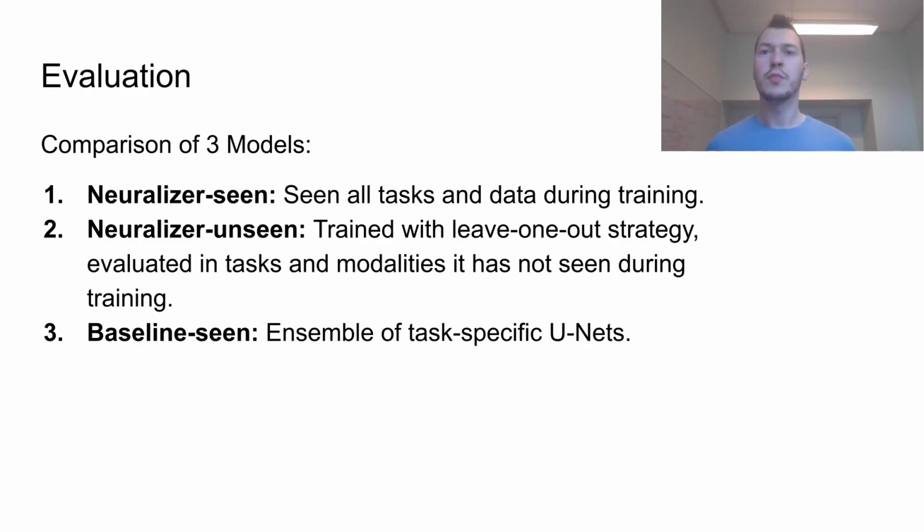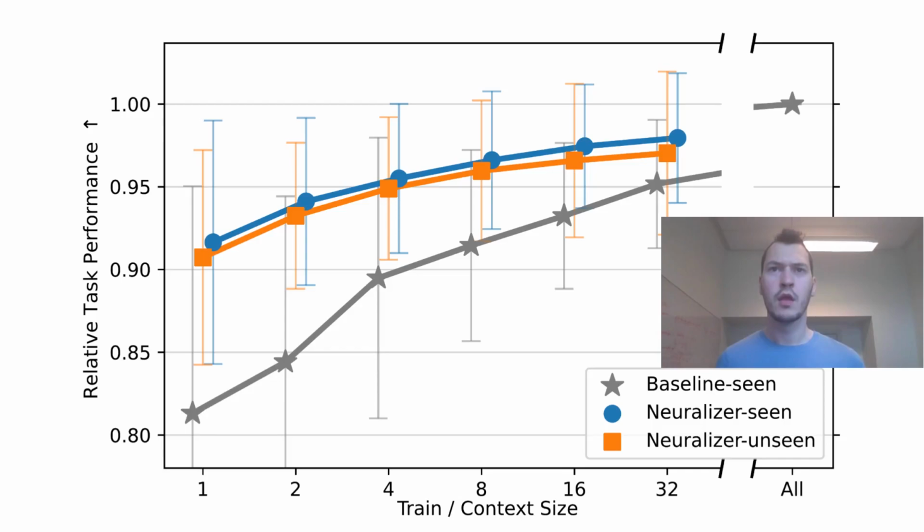Third, we compare to an ensemble of task-specific U-Nets, where each unit has been trained on just a single task. This ensemble serves as a baseline in our experiments. We aggregate performance across all tasks by expressing it relative to the best performing model on each task. Here, we plot this relative performance on the y-axis in relation to the available dataset size on the x-axis. We have Neuralizer Seen and Unseen, our Neuralizer models, one that has seen the tasks during training and the one that has never seen the tasks it's been evaluated on, in blue and orange. And we have the baseline model, the ensemble of units, in gray.